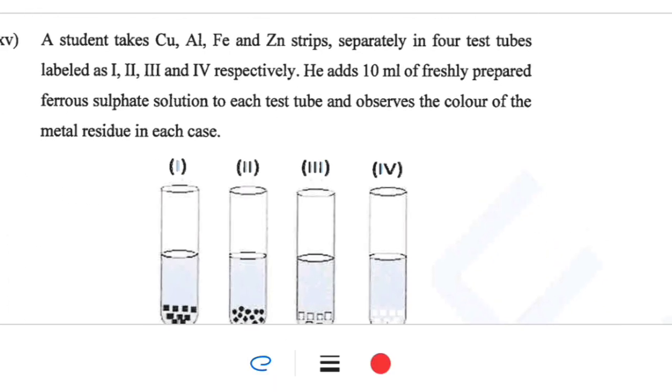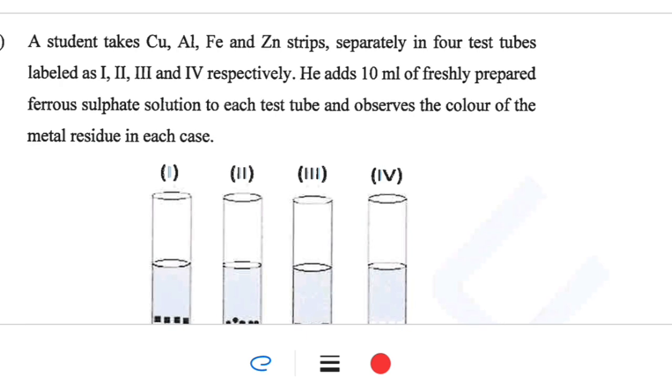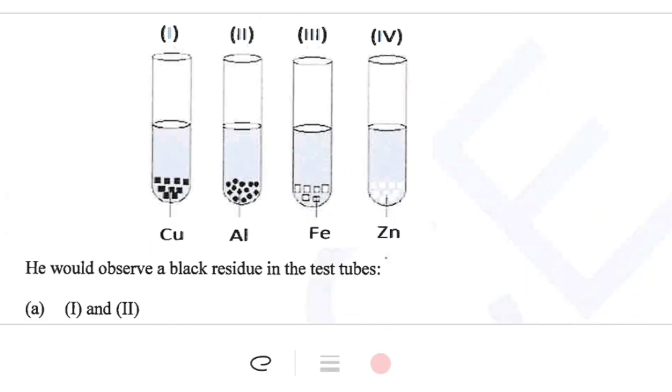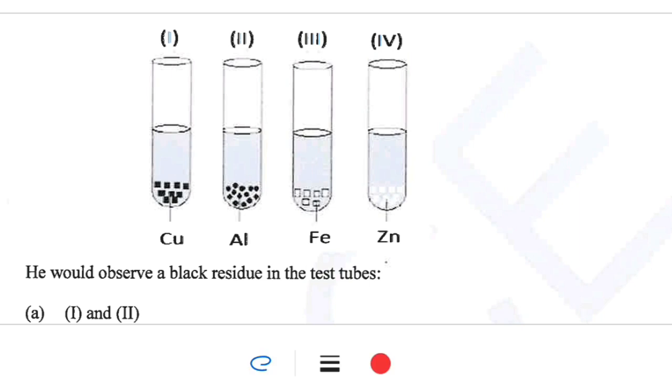The last question. A student takes copper, aluminum, iron and zinc strips, separates them in 4 test tubes labeled as 1, 2, 3, 4 respectively. He adds 10 ml of freshly prepared ferrous sulfate in each test tube and observes the color of metal residue in each. So what have they done? They have taken 4 test tubes and added different metals like copper, aluminum, iron and zinc, and they observe the change in it.